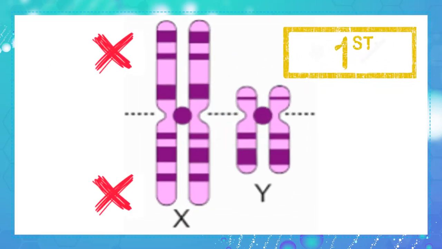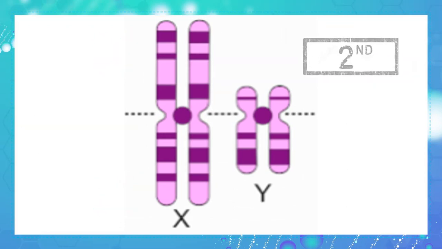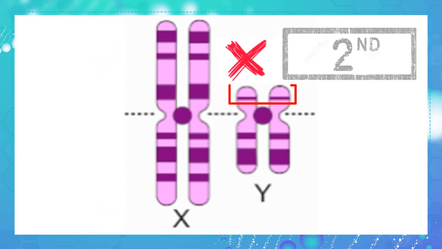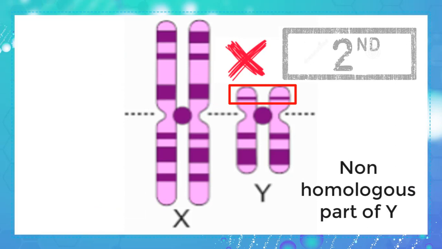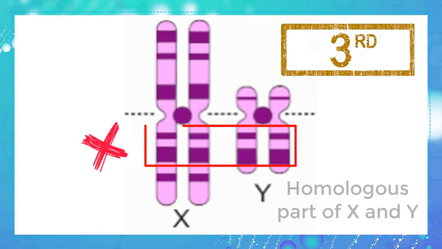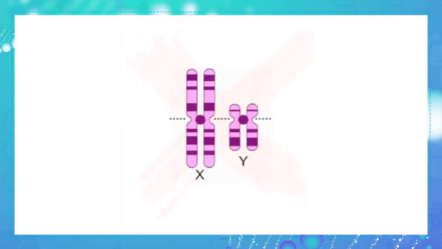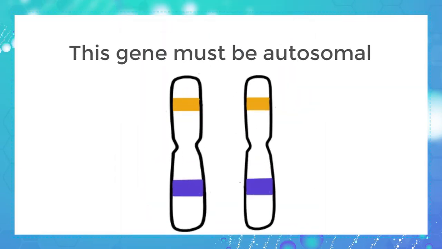First, deny that the gene is located on the non-homologous part of X chromosome. Second, deny that the gene is located on the non-homologous part of Y chromosome. Third, deny that the gene is located on the homologous part of X and Y chromosomes. This way, there is only one possible location left, which is the autosomal chromosome.